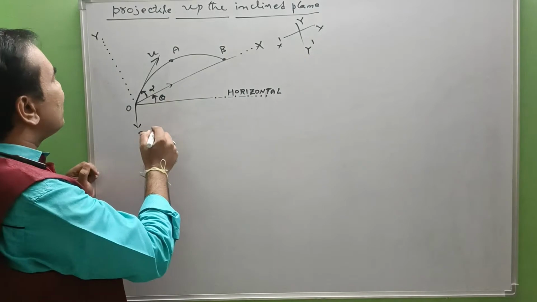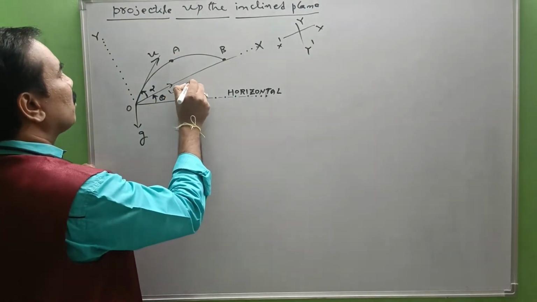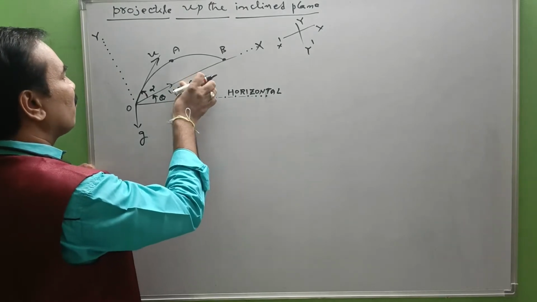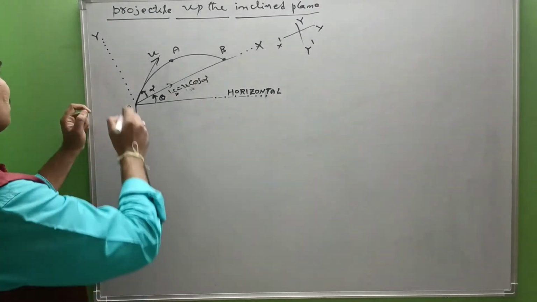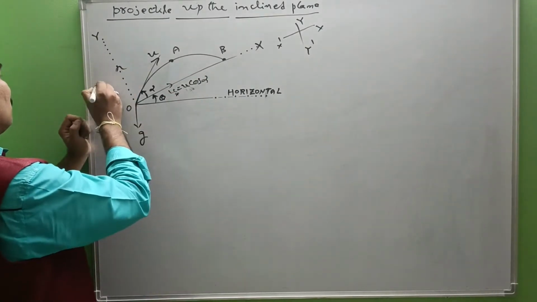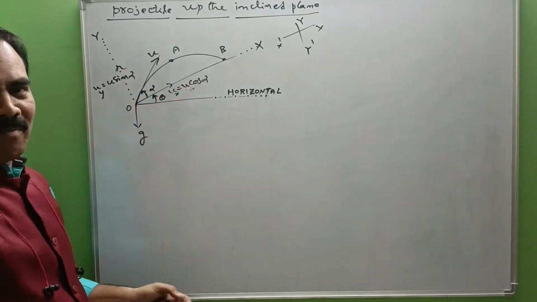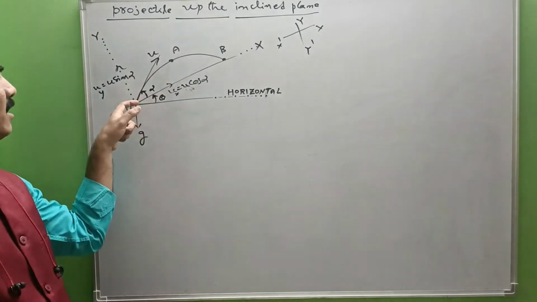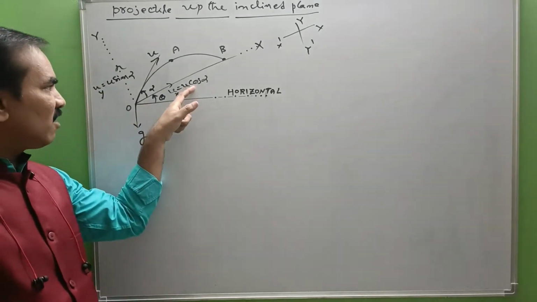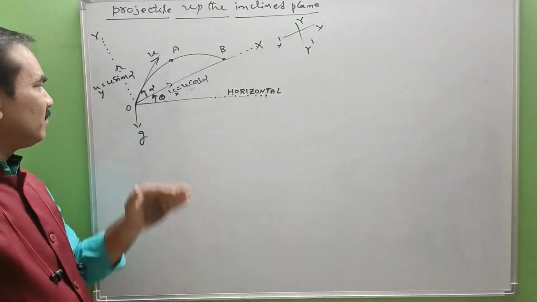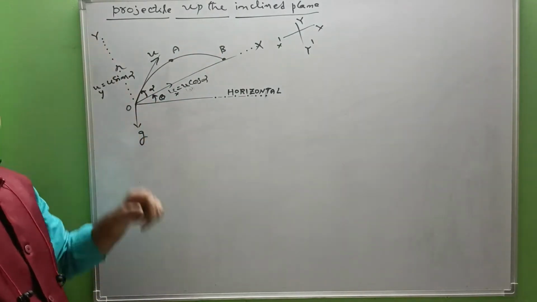One is the initial velocity along the x-axis, that is ux equal to u cos alpha. Ux means u cos alpha, right? Uy means along the y-axis, that is uy equal to u sin alpha. These are nothing but the components of the initial velocity. One is ux, that is u cos alpha, another one is uy, that is u sin alpha. So u cos alpha is along the x-axis, that is up the inclined plane. U sin alpha is normal to the inclined plane, that is towards the positive y-axis.